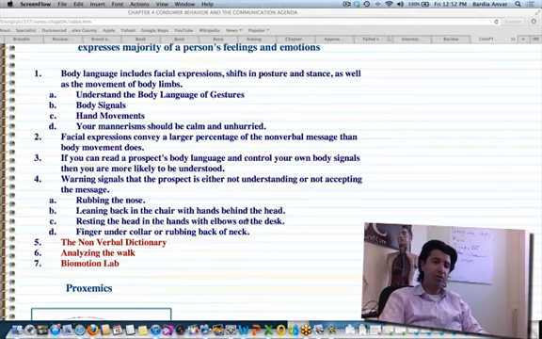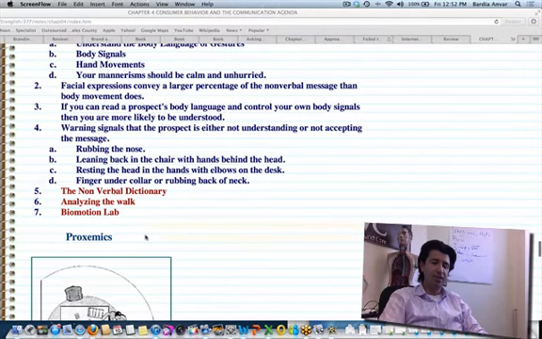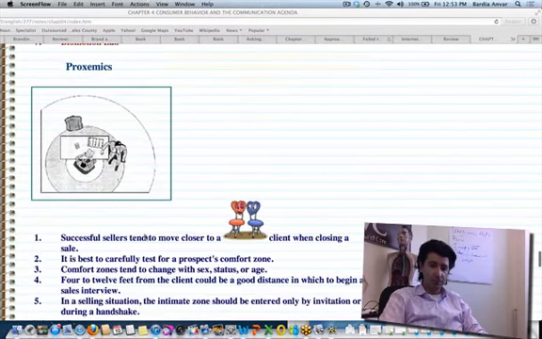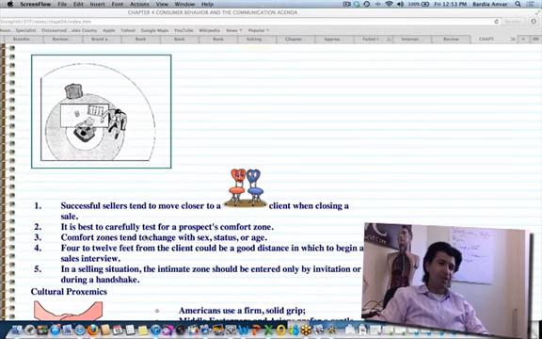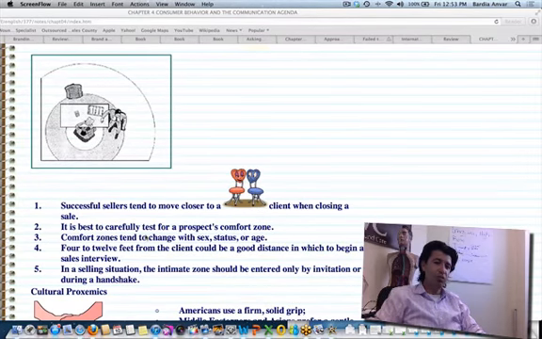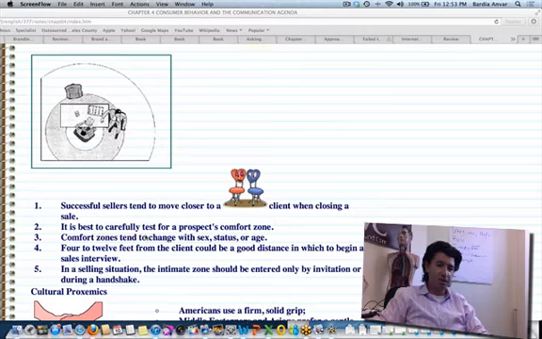So, the nonverbal dictionary, analyzing the walk. A successful seller will move closer to a client when closing a sale. It is best to carefully test for a prospect's comfort zone. Obviously, sex, status, and age, male to female, you don't want to step into somebody's comfort zone.